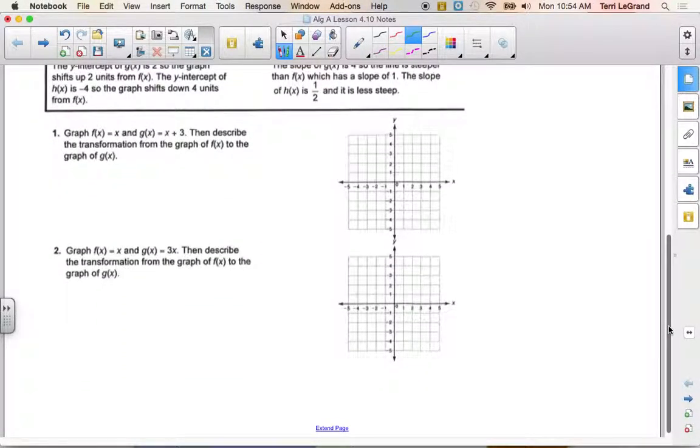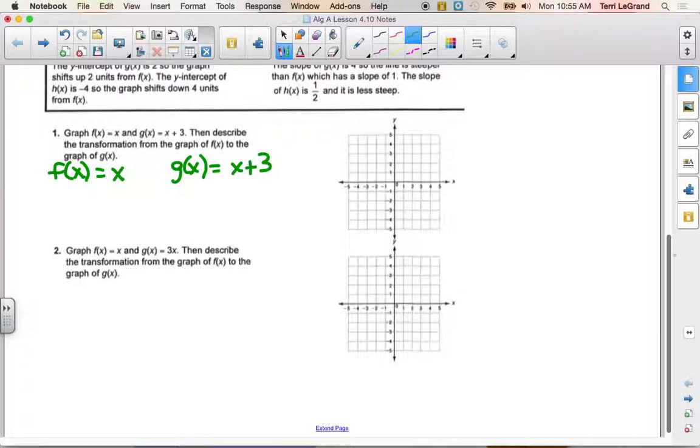Okay? So they want us to graph f of x equals x and g of x equals x plus 3, and then describe the transformation that happened. And on the back, we're going to do it without graphing, I think, but I'm not sure at the moment. So let's put f of x equals x and g of x equals x plus 3.